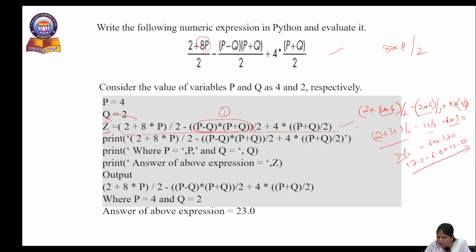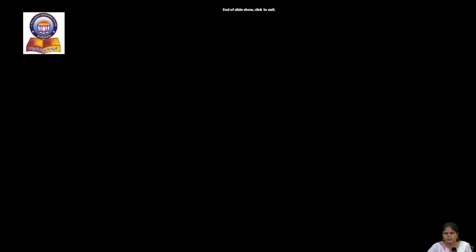It will be evaluated from left to right. So 17 minus 6 is 11.0, plus 12.0, which gives 23.0. So the first precedence is given to parentheses, then division, next multiplication, then plus and then minus. Thank you.